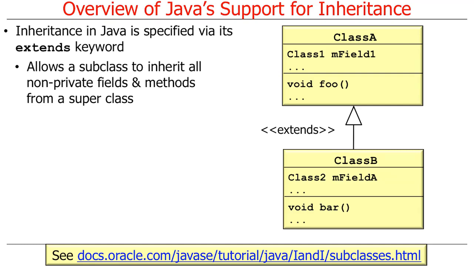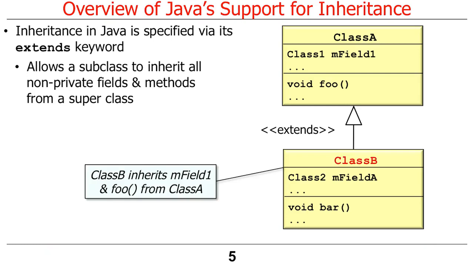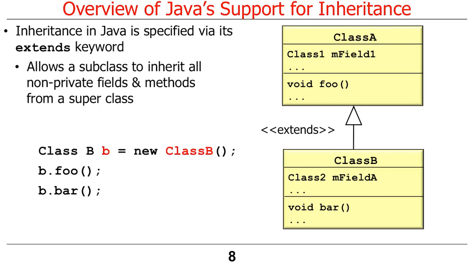For example, Class B is a subclass that inherits mField1 and method foo from the Class A superclass. Apps that use instances of Class B can therefore invoke both the method foo inherited from Class A and the method bar defined by Class B.